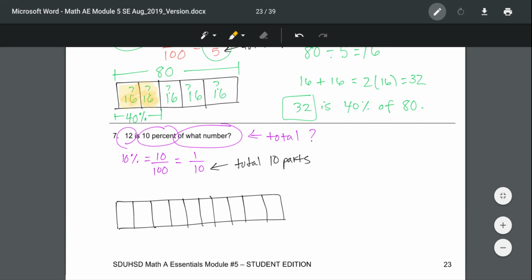Okay, so we don't know the total value of our bar model this time. So the total is missing. We only know that 12 is 10%. So 12 is 1/10 of our bar model. So that means one of these pieces equals 12. That would be the 10%. So if we know that one piece is 12, we want to know the value of the entire bar model. So since each of these parts are equal, that means each of these parts is also 12.